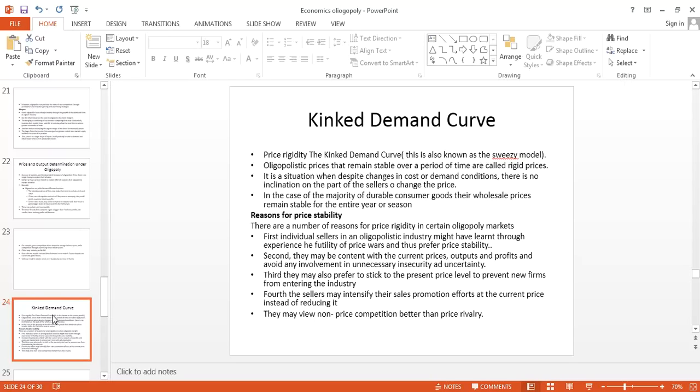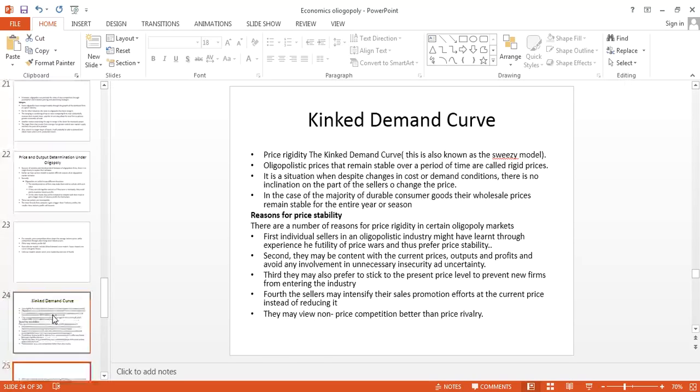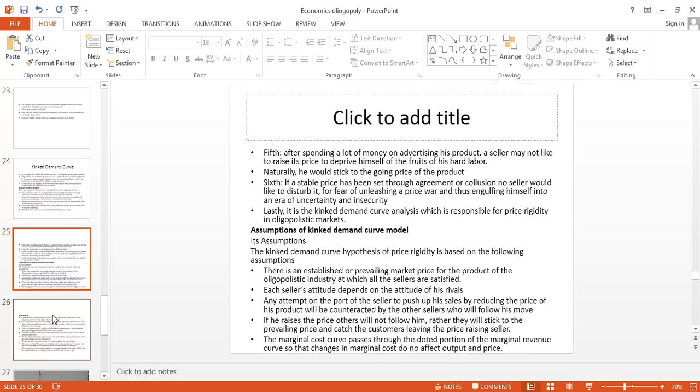Now, at the current price, if it's high enough, you can carry out more sales promotion. Rather than bringing the price down, you can do more sales promotion. And finally, you have seen that non-price is the better option. It is the more viable option in this case.